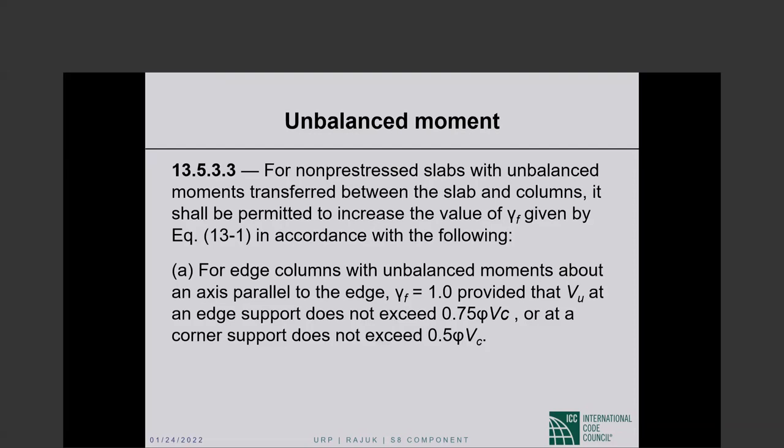When there is a moment to be transferred from the slab to the column at a slab column joint, part of it is transferred by flexure, that is gamma sub F times the unbalanced moment. The remainder is transferred by shear, that is 1 minus gamma sub F times the unbalanced moment.